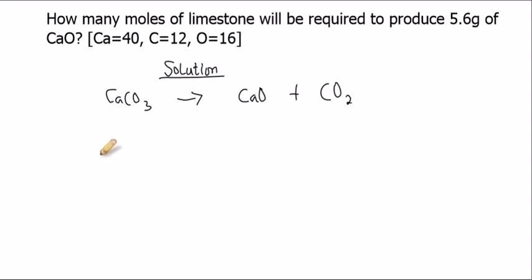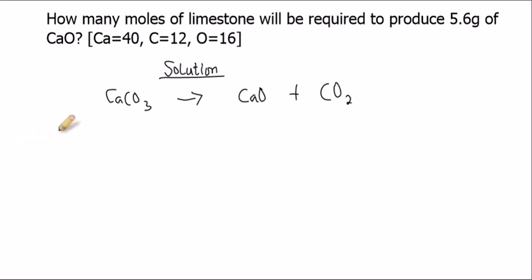And in the question, we have to determine the number of moles of limestone, that's CaCO3, that will be required to produce 5.6 grams of CaO. So to know the number of moles of CaCO3, from this equation, we can say 1 mole of CaCO3 will produce 1 mole of calcium oxide based on the equation above. So now what if we have 5.6 grams of calcium oxide? What moles of calcium trioxocarbonate(IV), that is limestone, will be required?